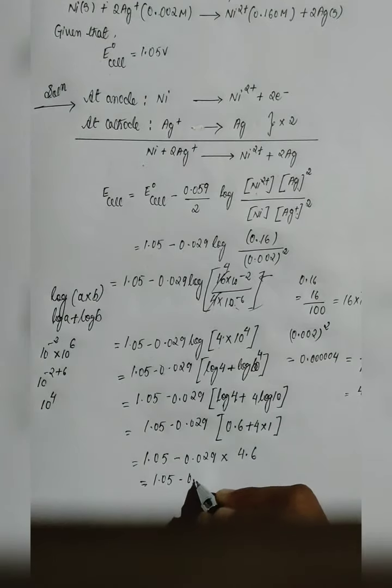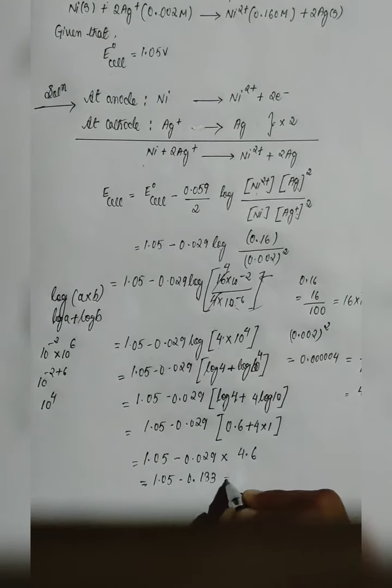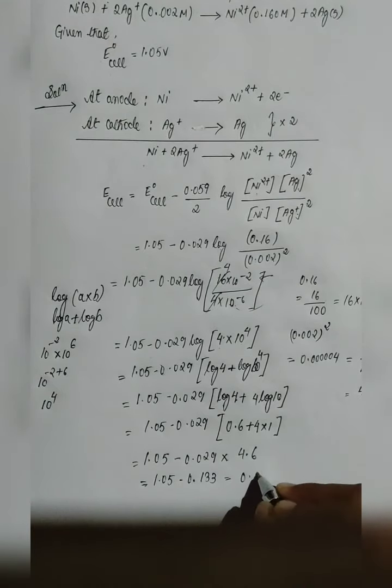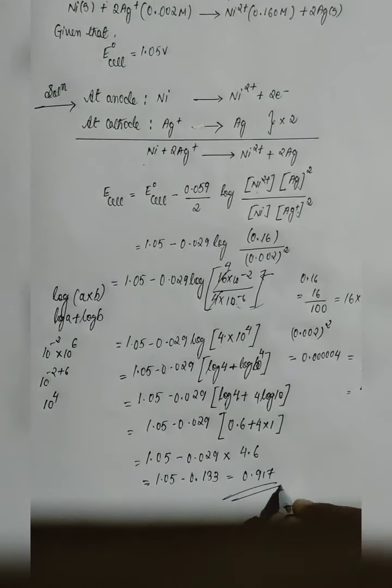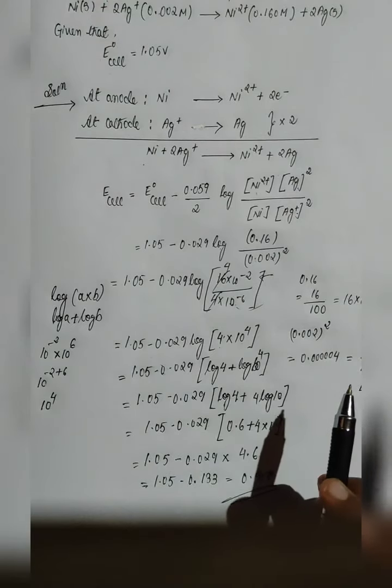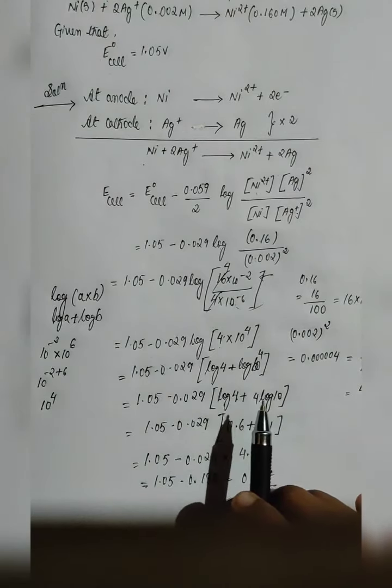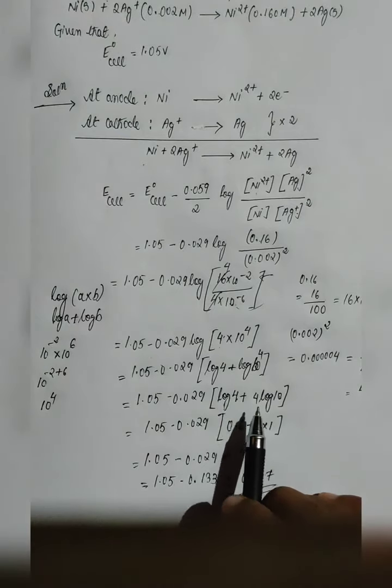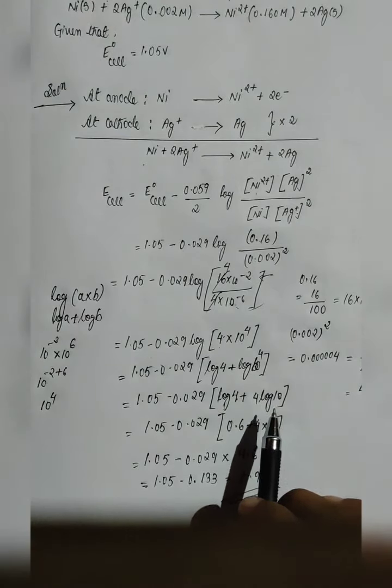If we multiply, we will get 0.133, and upon subtraction we will get 0.917. So this is the EMF of the cell. So in this manner you are going to calculate. You have to remember the log value and how you are going to convert log into their respective numbers.